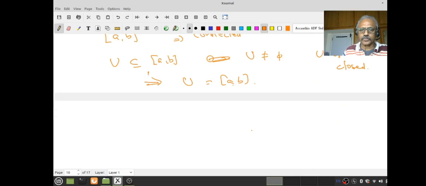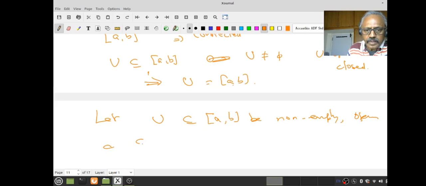So what are we doing? Let U, a subset of [a, b], be non-empty, open and closed in [a, b], in the subspace topology. Then I ought to prove U is all of [a, b]. This is the idea of the proof.